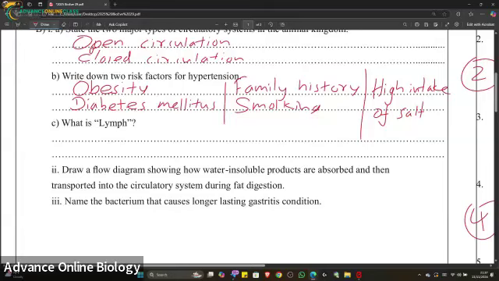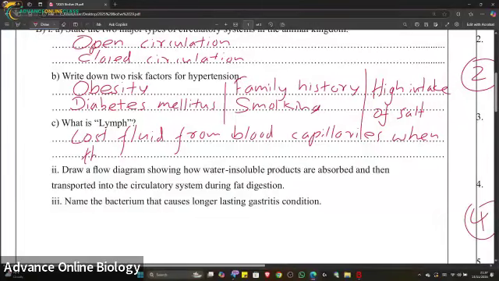What is lymph, people? Lost fluid from blood capillaries when they go inside the lymphatic system.